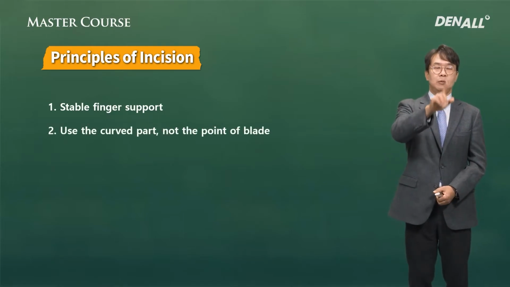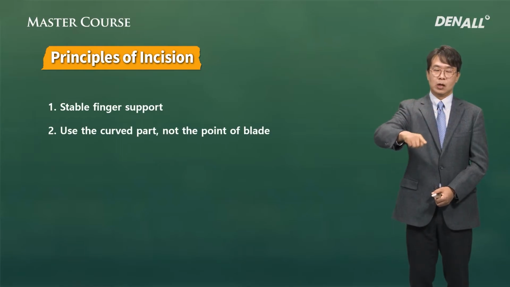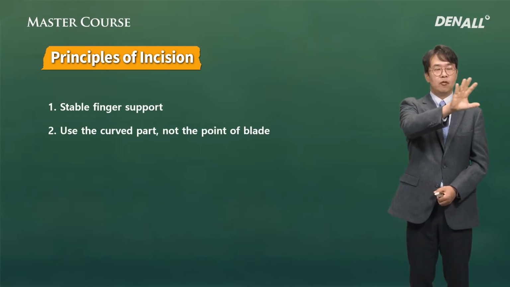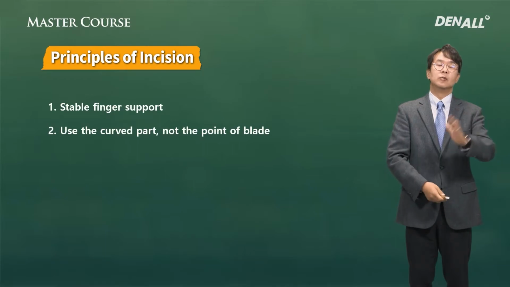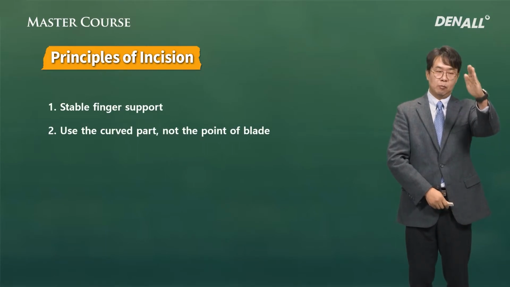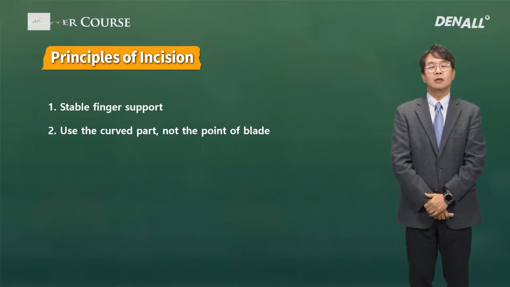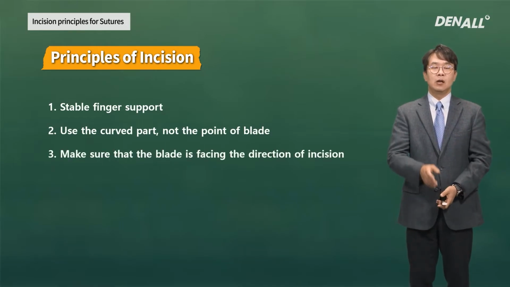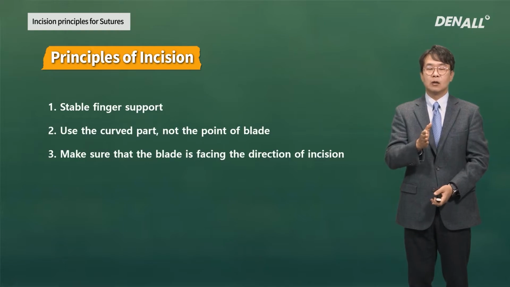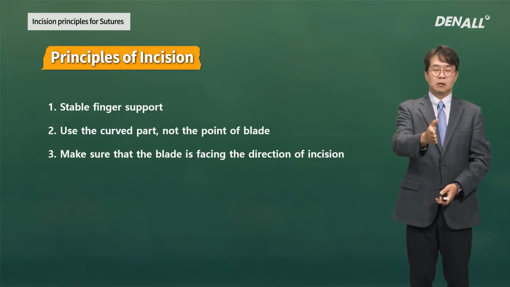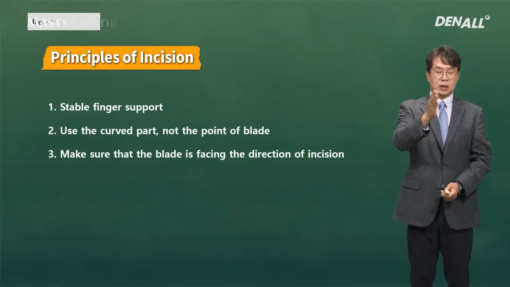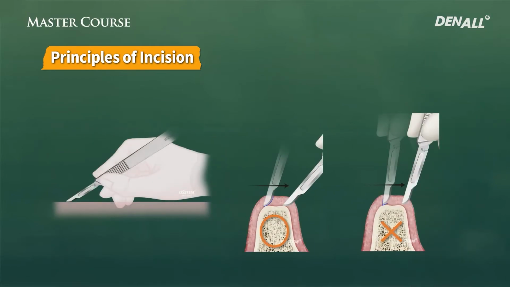As I said before, number 12 and number 15 have a working end. So it is not the point of the blade, but you need to use the curved part. And you need to make sure the blade is facing the direction of incision. For example, if I use number 15, the working end, the curved part, not the point of the blade, should be pulled toward me.